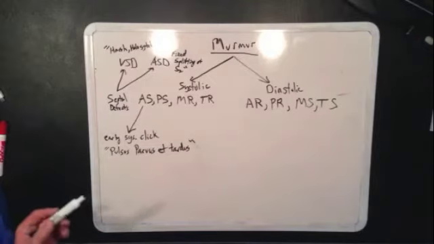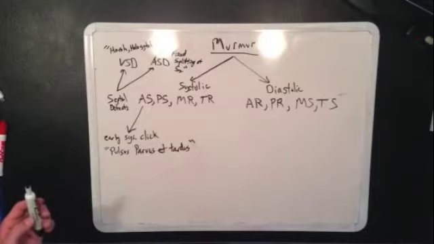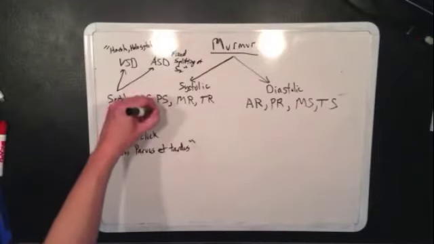So pulmonic stenosis. What you need to know about that is it's part of tetralogy of Fallot.